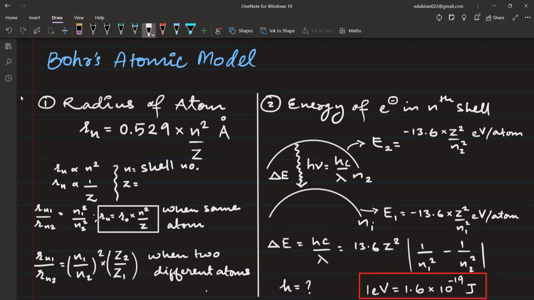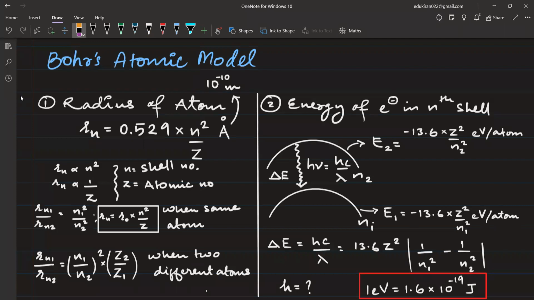What is Z? Atomic number. Very good. Atomic number. And what is this A0? A to the power 0. क्या होता है? Angstrom. है ना? And 1 angstrom it is equal to 10 to the power minus 10 meters. ठीक है? So obviously the radius of a particular electron in nth shell. Okay. Radius of an atom का क्या मतलब है? आप उसके कौन से shell के radius को देखना चाह रहे हैं.